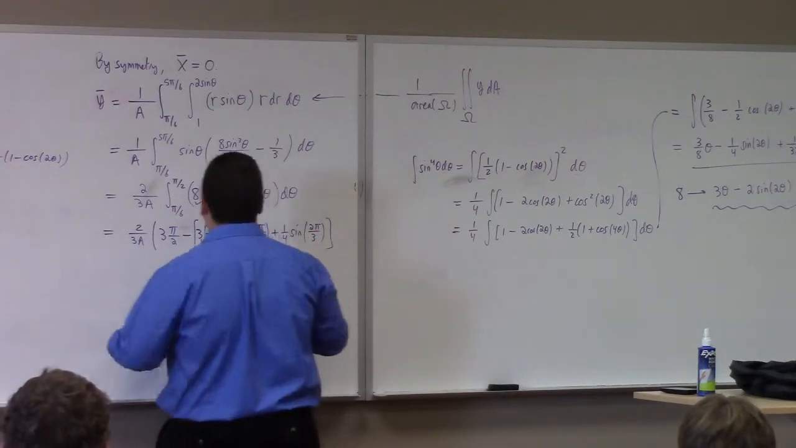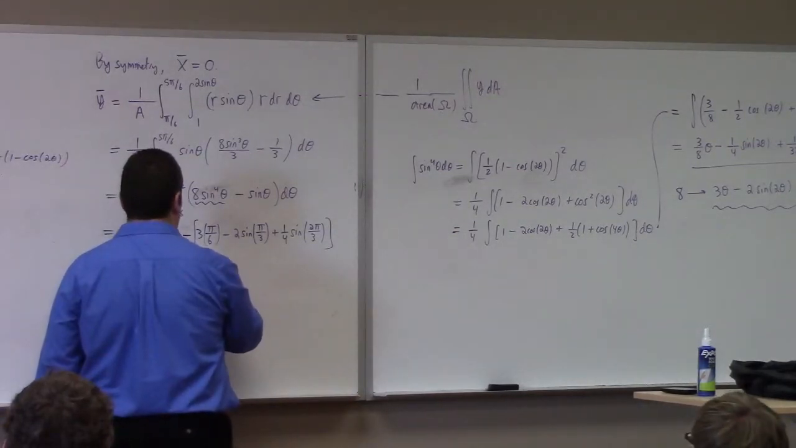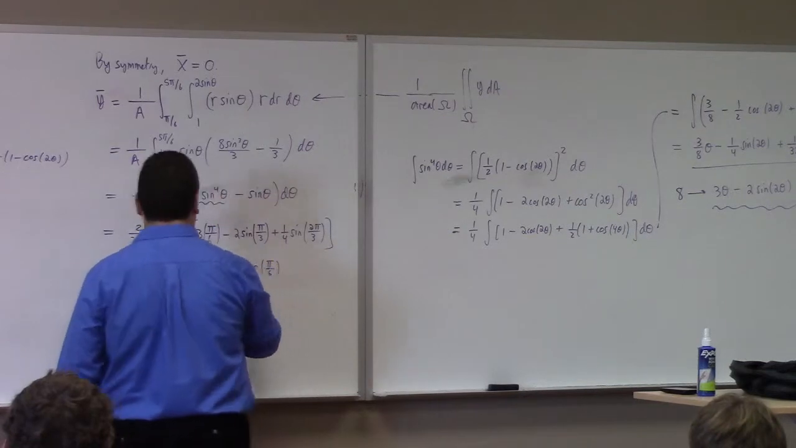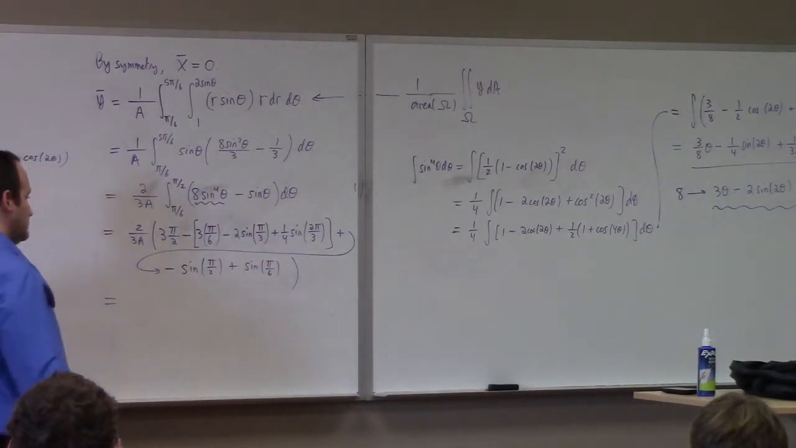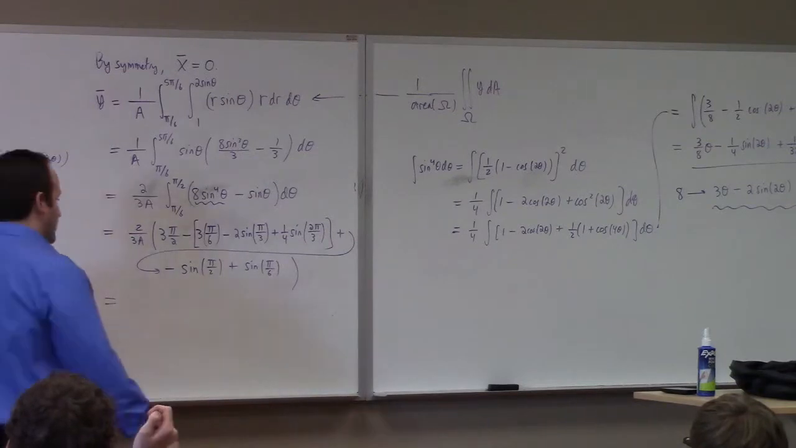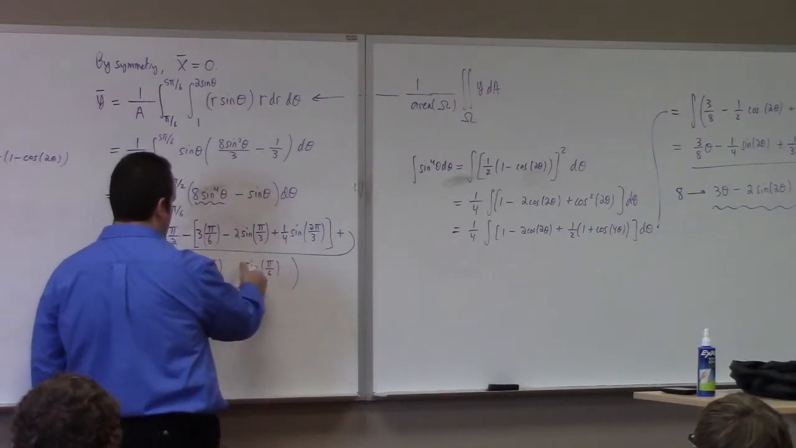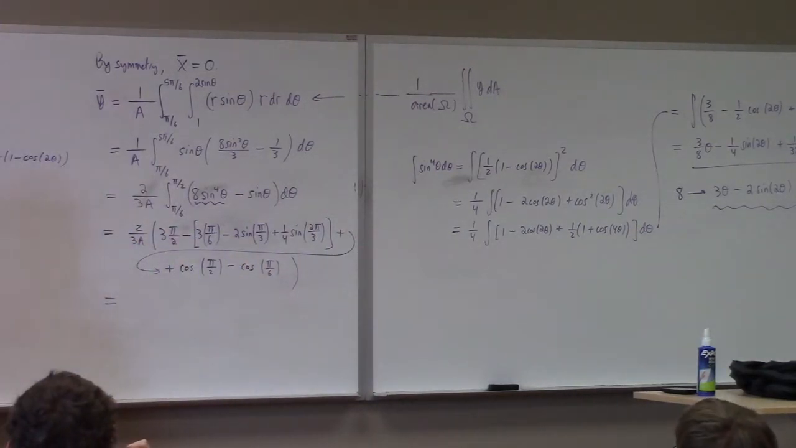Close parentheses. Now all I've done so far is taking care of the 8 sine to the 4th term. Now I have to subtract the sine of pi over 2 plus the sine of pi over 6. Thank you. In fact, it should be plus cosine, right? Yeah, and then you can put in the numbers and simplify it.